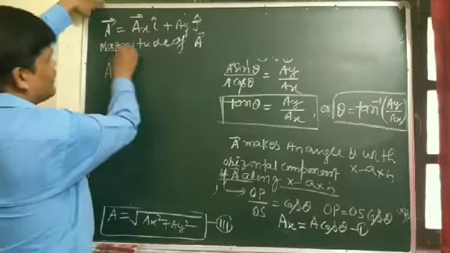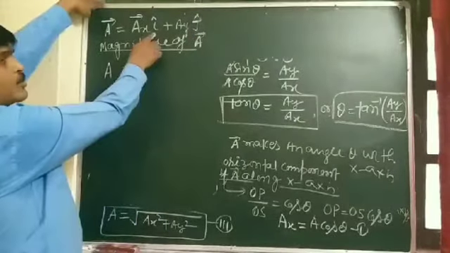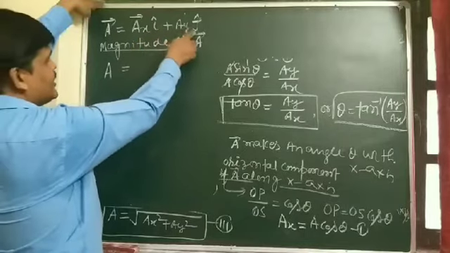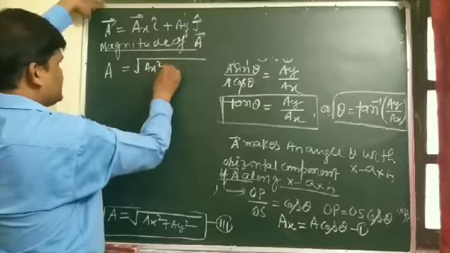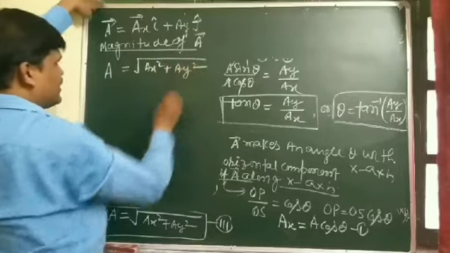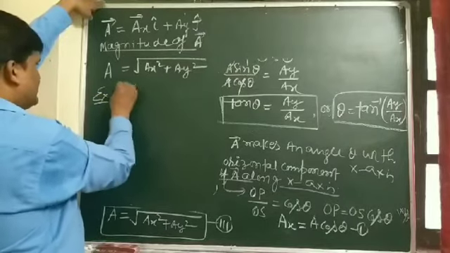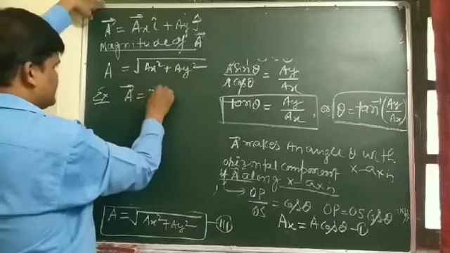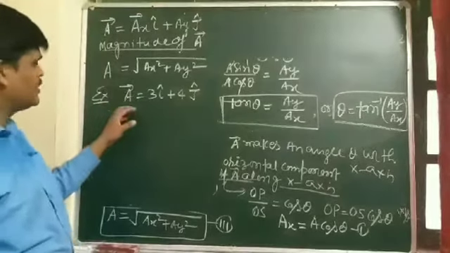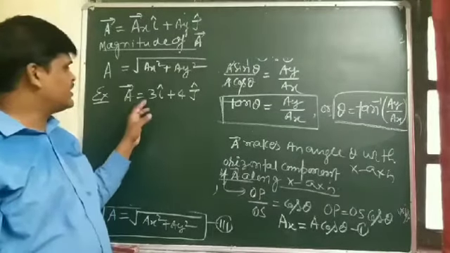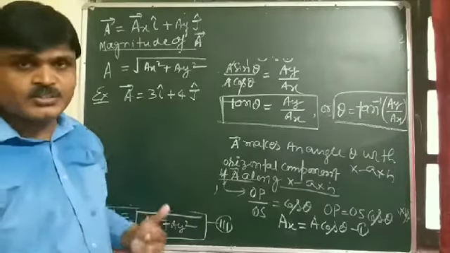So the magnitude of vector A can be written as, remove the unit vectors i and j, and you have to write only Ax square plus Ay square. Suppose for example vector A is given as 3i plus 4j. Student, we want its magnitude.